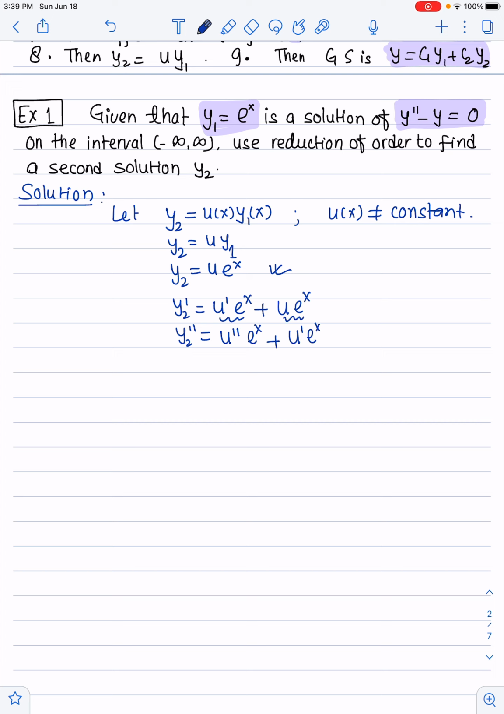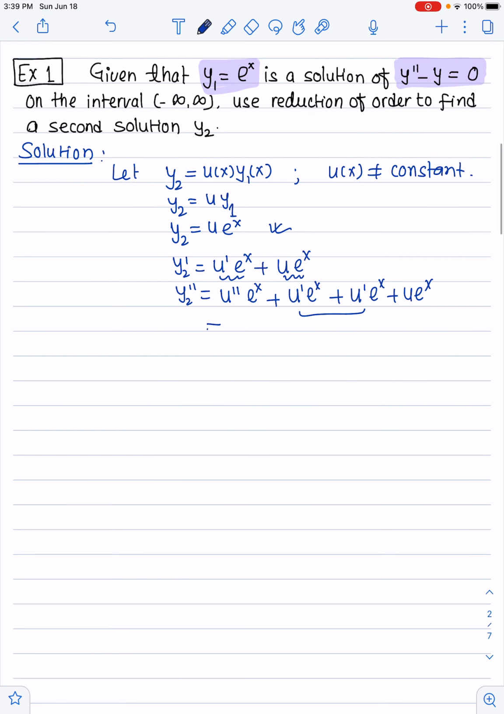And again we need to use the product rule here, so it will be u prime e to the x plus u times e to the x. So you can see these two terms are similar, so we can add them. u double prime e to the x plus 2 u prime e to the x plus u e to the x, which is y2 double prime.